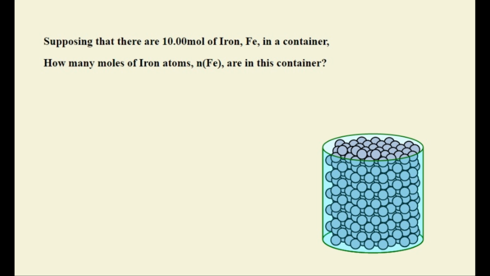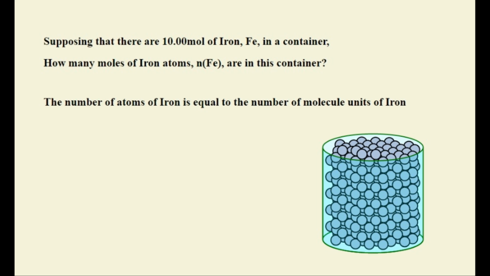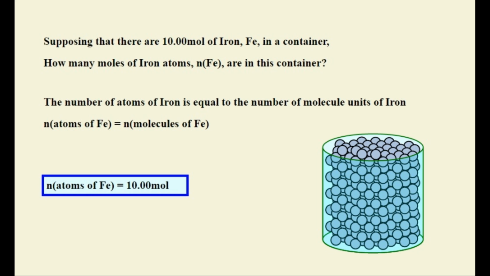Here in this example we have to determine the number of iron atoms in this container when we are given the amount of moles of iron in it. The number of atoms of any metal is equal to the amount of it in moles. We can write this down as a mathematical expression, then easily solve it.